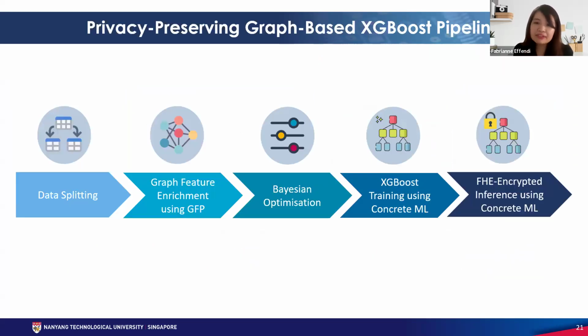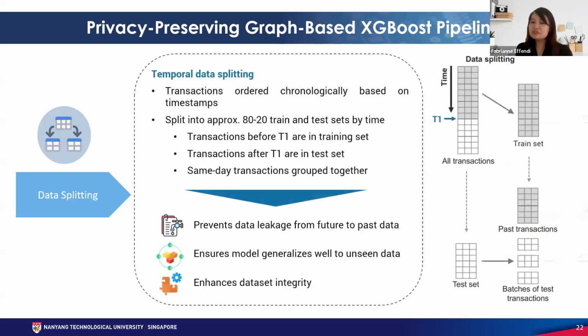So now that we have prepared the dataset, I'll be diving into our first key pipeline, the privacy-preserving graph-based XGBoost pipeline. And we'll be going through each stage of this pipeline step by step. Firstly, we'll start with dataset splitting. This dataset splitting was done using a temporal approach.